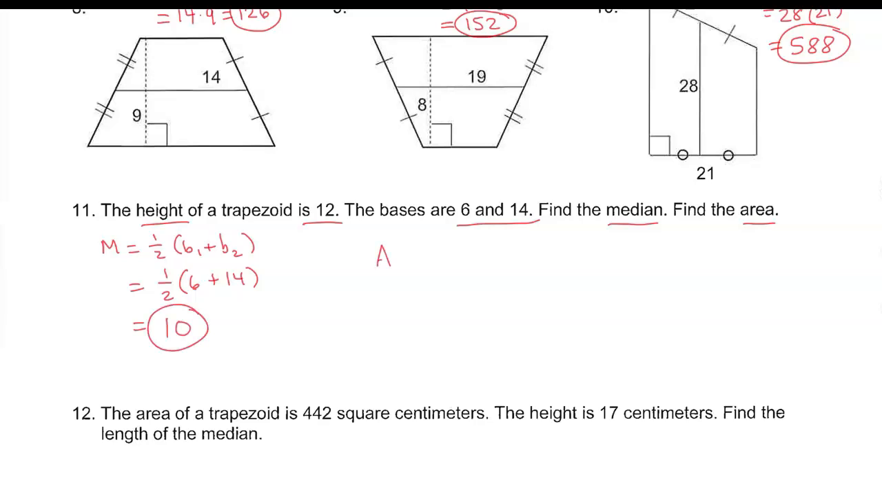So since we have the median now, we can use median times height to get area of the trapezoid, which would be 10 times 12. So that's nice. That worked out quickly. All right, you do number 12. So pause the video, do number 12, and turn it back on to check your answer.